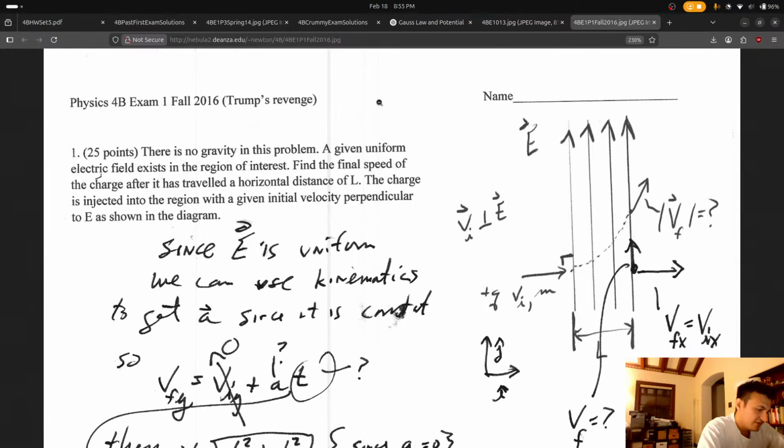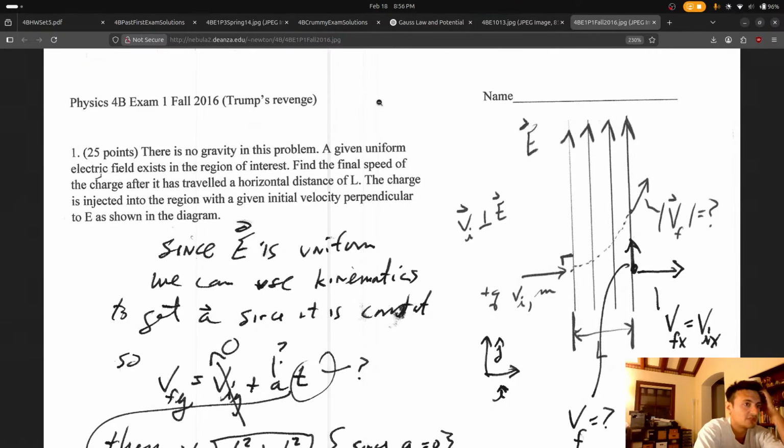Okay, so first off, we need to find the time. So V_ix times time is equal to L. So T is equal to L over V_i. So this is the time that it takes.